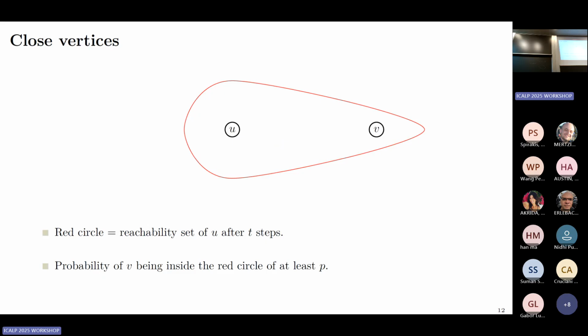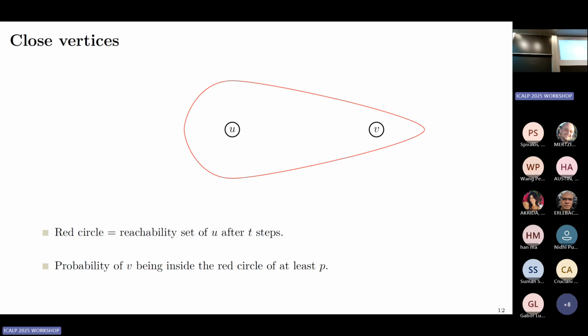And what I basically look for is what is the probability of this event happening, so that V is within the reachability set of U. And I can say that V is TP close, if the probability of this happening with these steps is at least P. Now note that TP closeness is symmetric.